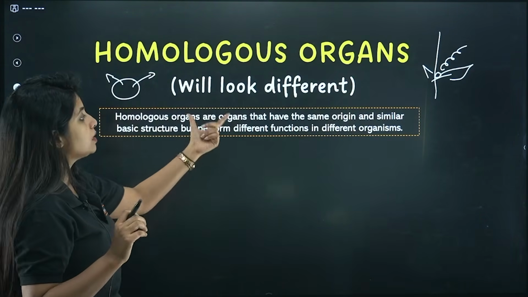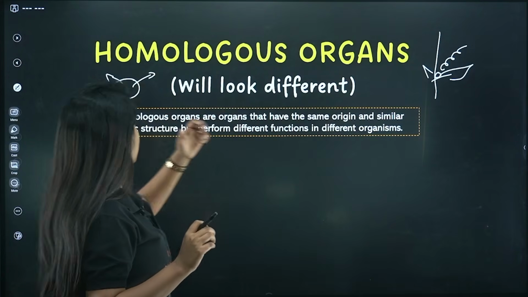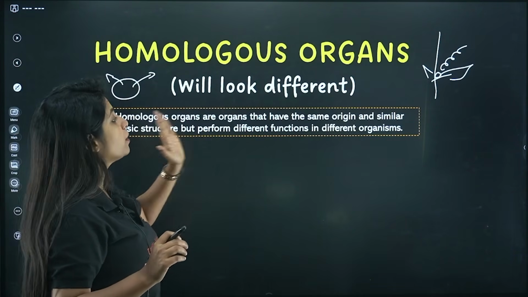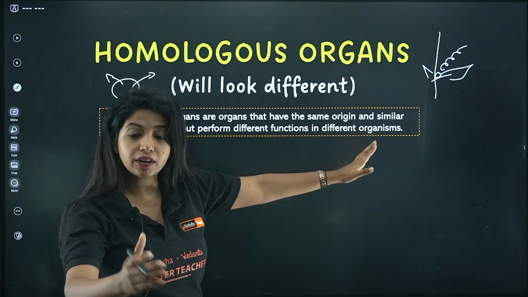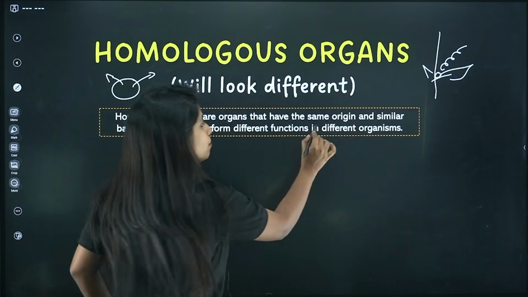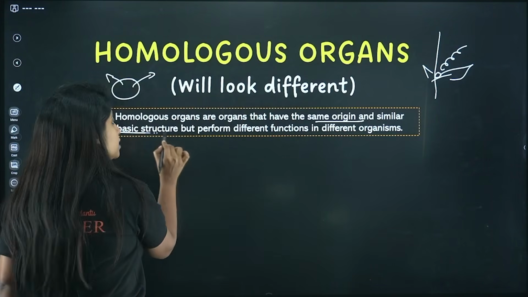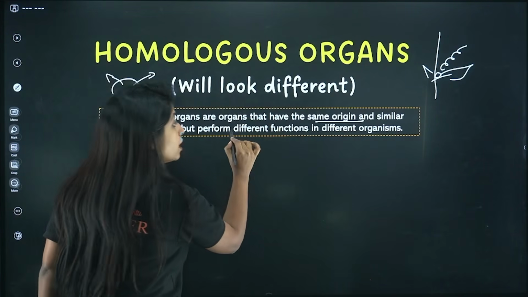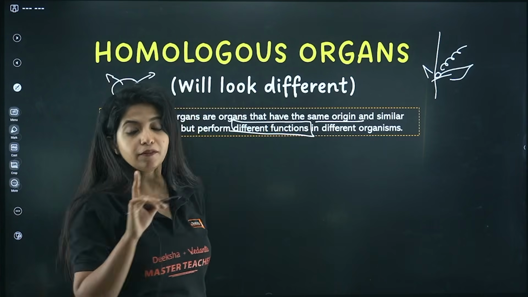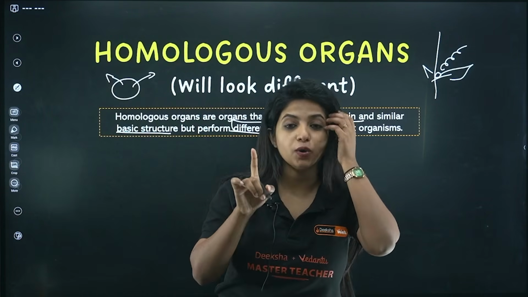So homologous organs are organs that have same origin and similar basic structure but perform different functions in different organisms. So same origin, remember it, and similar basic structure also remember it, but functions are going to be definitely different. This definition of homologous organs is important.